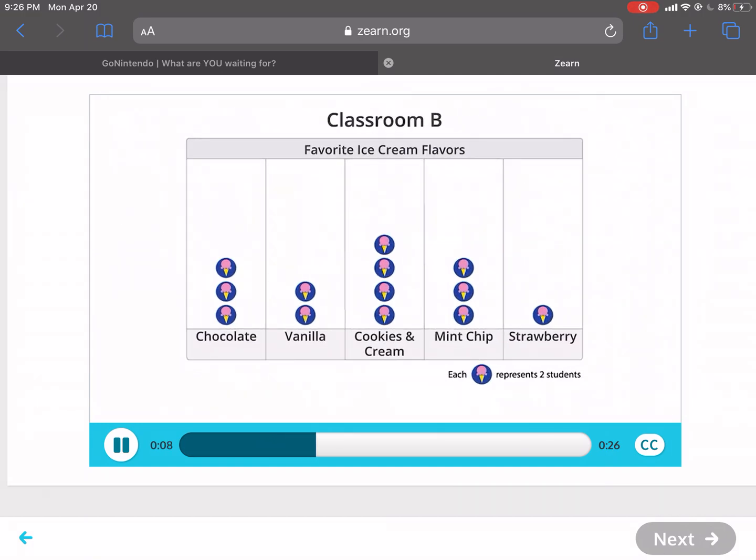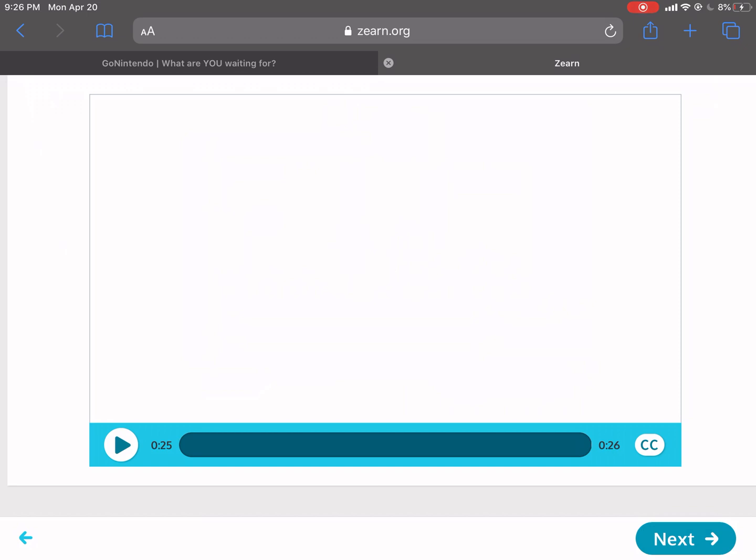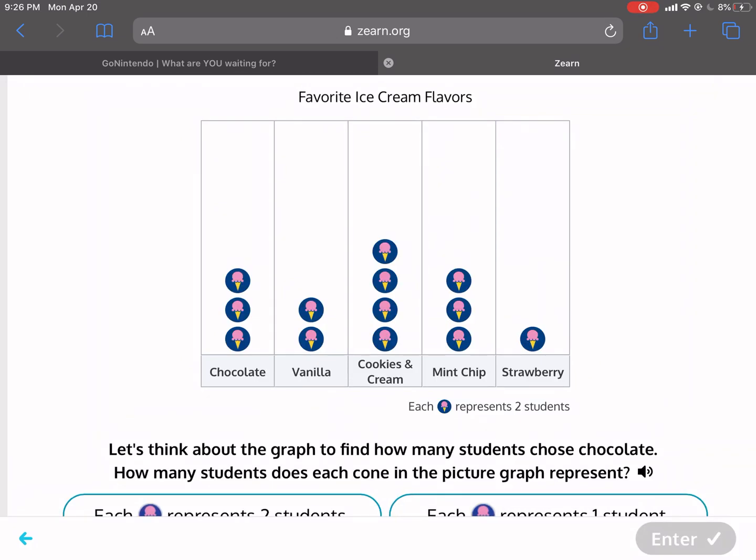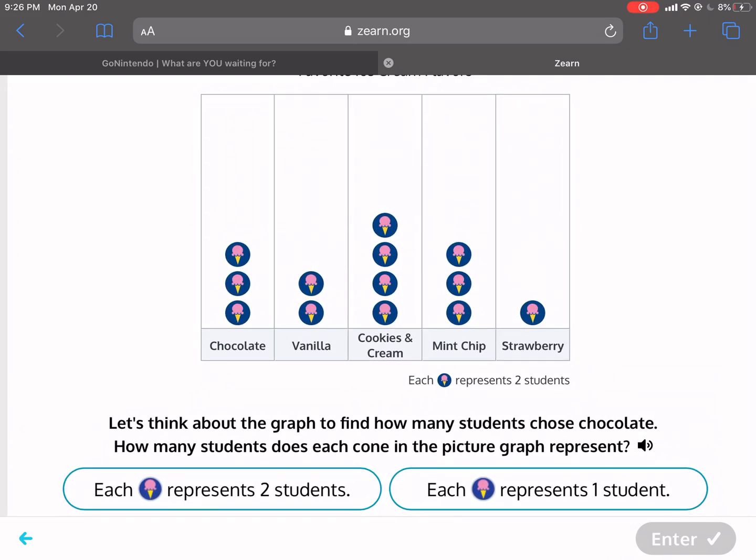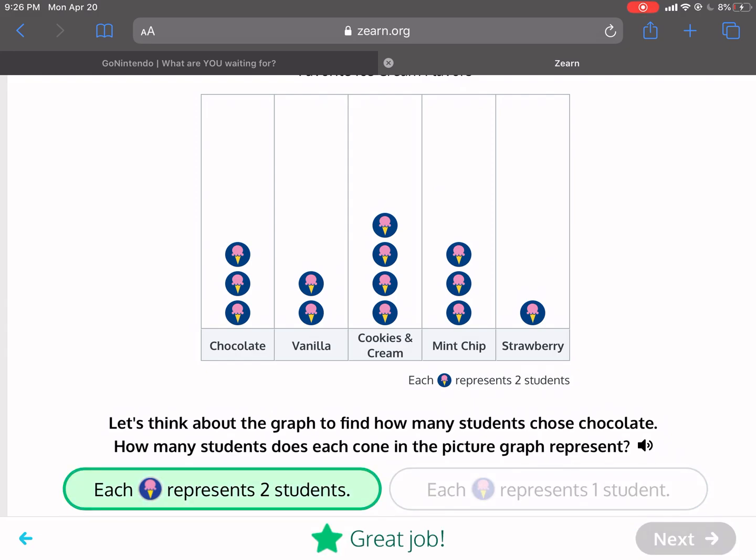We surveyed another class to find out their favorite ice cream flavors too. This class has more students in it, so to fit all the data on one graph, we made each ice cream cone represent 2 students. How many students chose chocolate as their favorite flavor? For this, we will just count by 2s, right? To find the answer, since the key tells us that each ice cream cone represents 2 students. That's in the key, the table key right there.